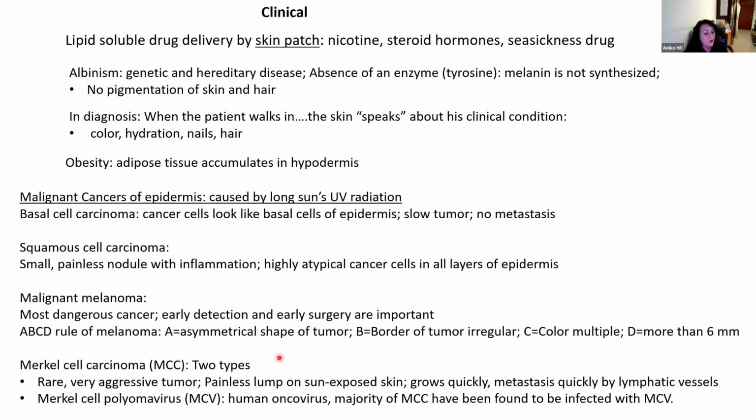And the Merkel cell carcinoma, that teeny tiny cell in the stratum basale of the epidermis, can cause a really vicious tumor as well. Rare, very aggressive tumor. One can see a painless lump on sun-exposed skin, it grows very quickly, and metastasis occurs through lymphatic vessels. Now, there's a second cause, the Merkel cell polyomavirus. It's a human oncovirus, and if somebody gets infected by this virus, they can develop Merkel cell carcinoma.